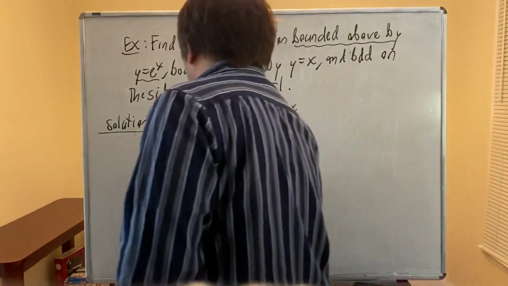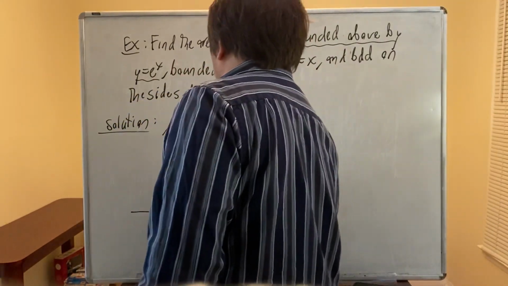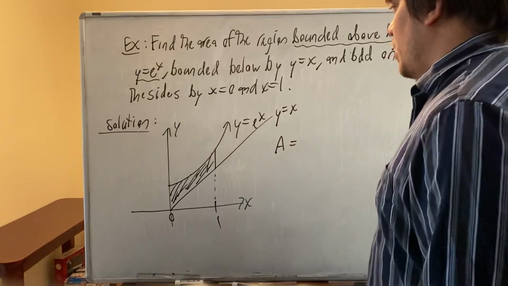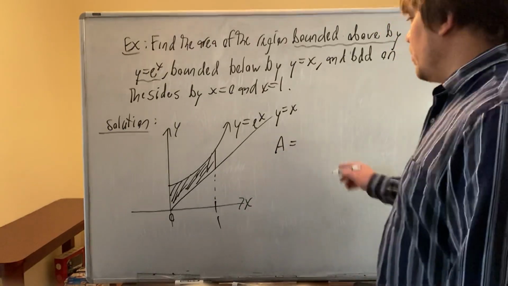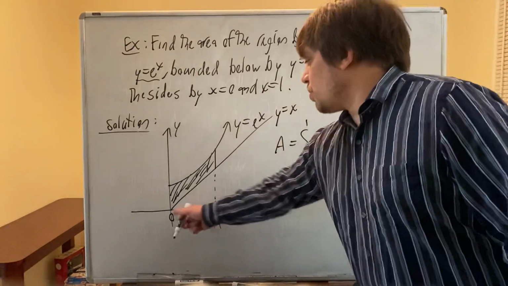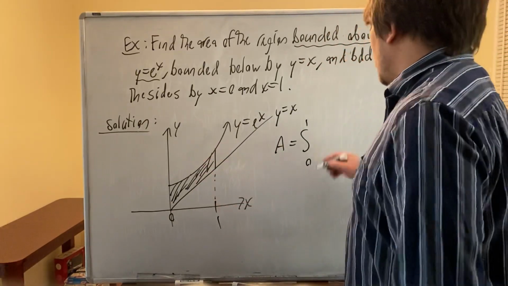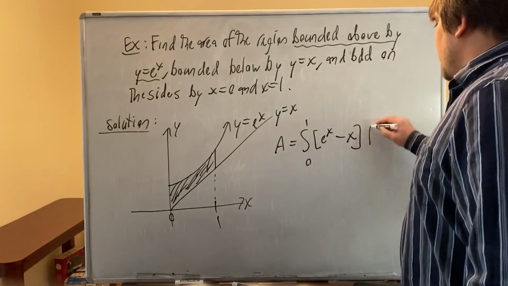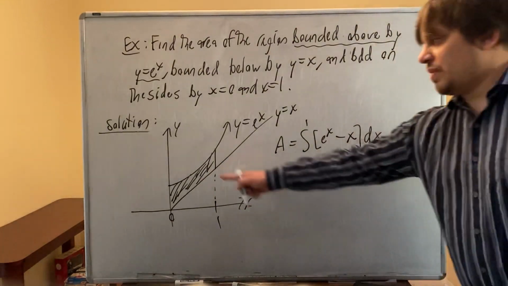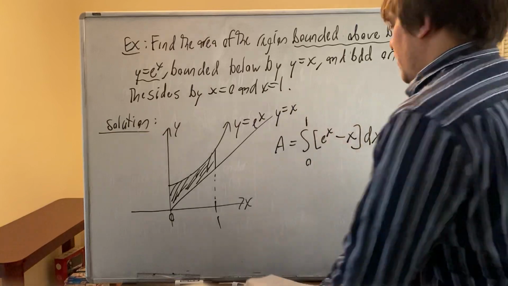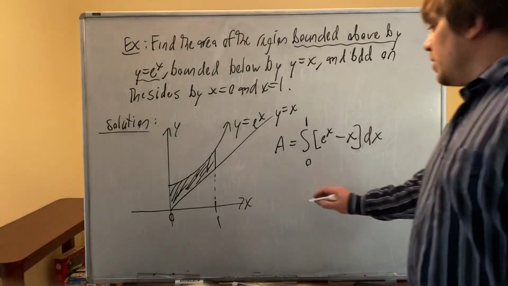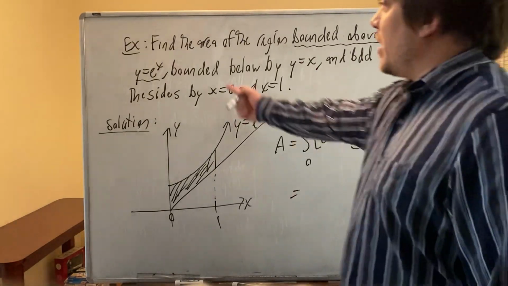And so the region, we want to find the area of that shaded region right there. So capital A is going to represent the area of that shaded region. And by the equation we wrote before, this is the definite integral from 0 to 1 of the top function, e to the x, minus the bottom function, x, dx. And so capital A, the area of that shaded region in the picture, is equal to the value of that definite integral.